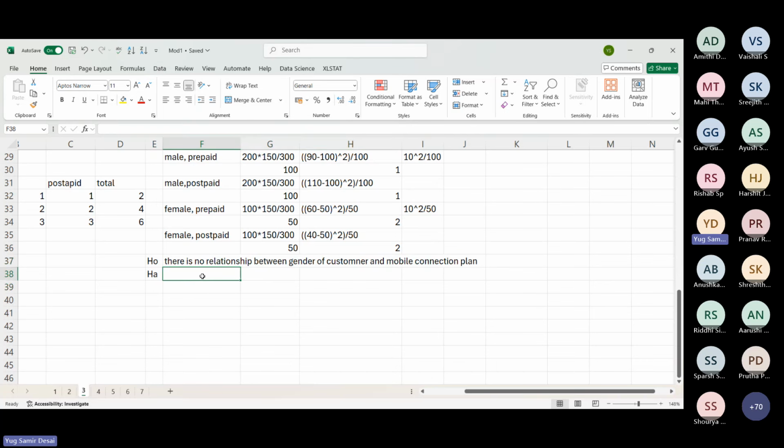So our null hypothesis will always say that there is no relationship between any of our parameters. And it would be the exact opposite case for our alternate hypothesis, that there must be some sort of connection between these values.